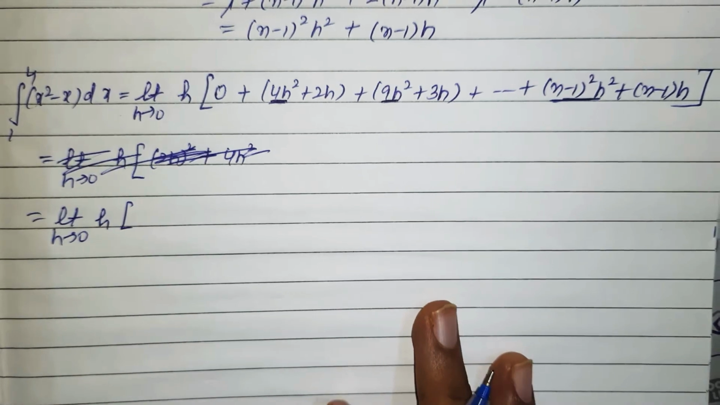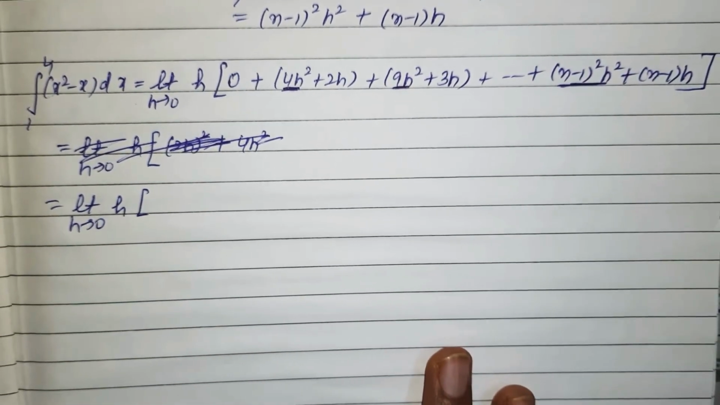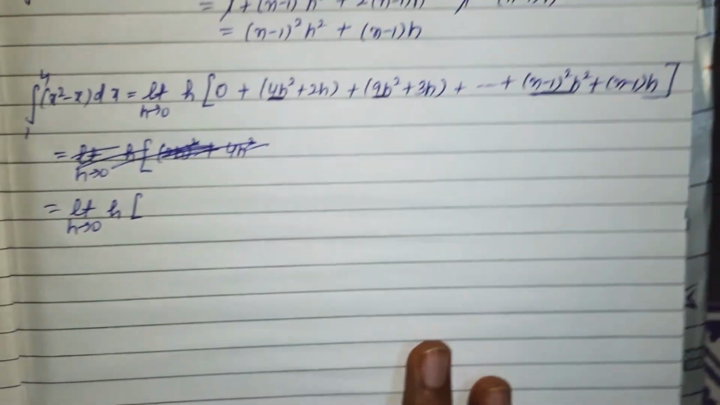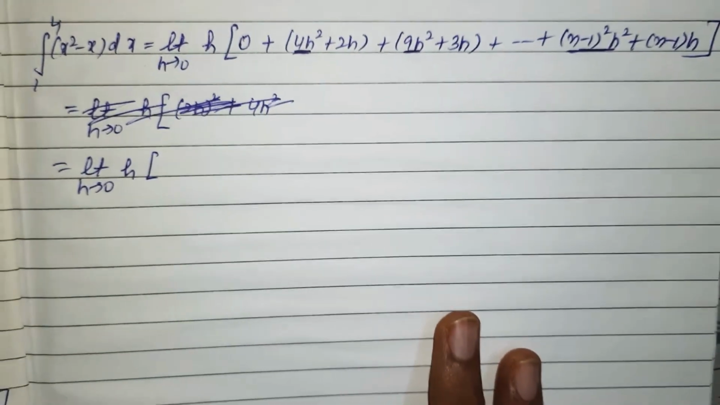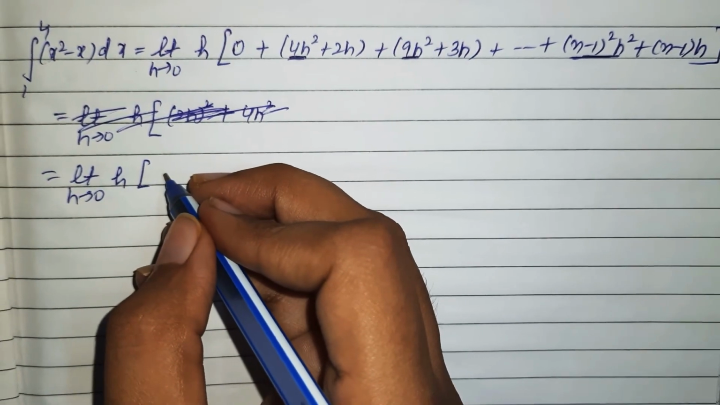First term is f of a. First term is f of a means 1. So I have done 1 minus 4. So 1 square minus 1. So the first term definitely will become 0 only.